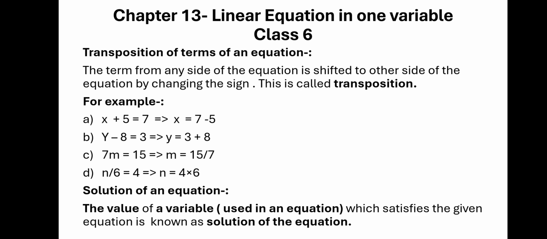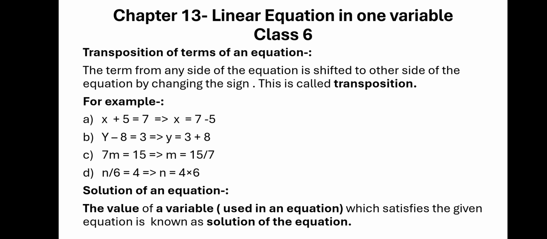n upon 6 equal to 4 implies n is equal to 4 into 6, because that is multiplication and first it was division. So it will change while transposition, we change the sign and it will be taken to the other side.